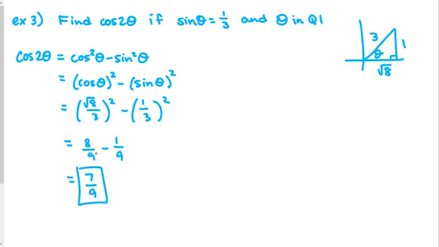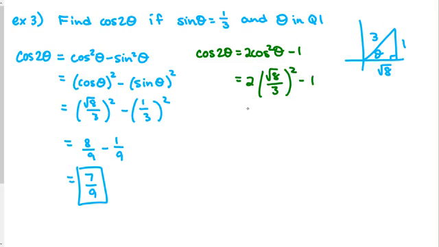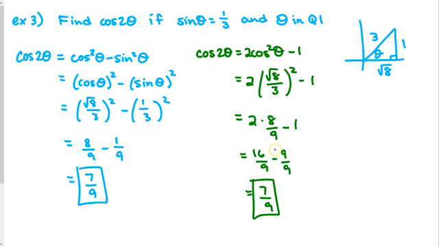Now let's just see what happens if we use one of the other versions of this identity. So how about if we use cosine of 2 theta equals 2 cosine squared theta minus 1. So we have 2 times, and still cosine of theta is square root 8 over 3, so we have square root 8 over 3 squared minus 1. And then when you square that, now we have 2 times 8/9 minus 1. That's 16/9 minus 1. 1 is 9/9. And 16/9 minus 9/9 is 7/9. So you see, same answer, different way to do it.